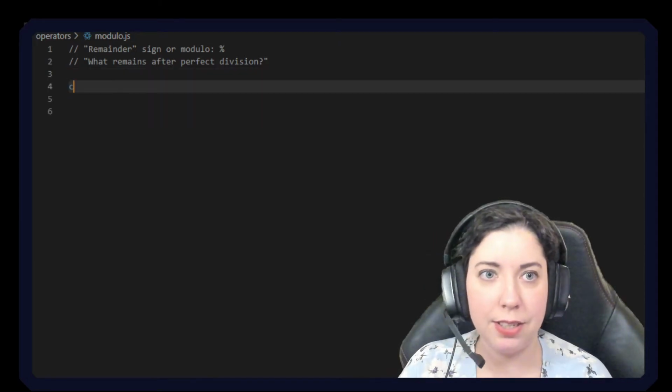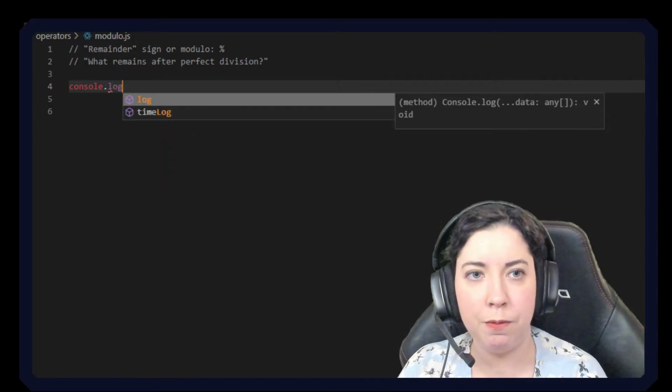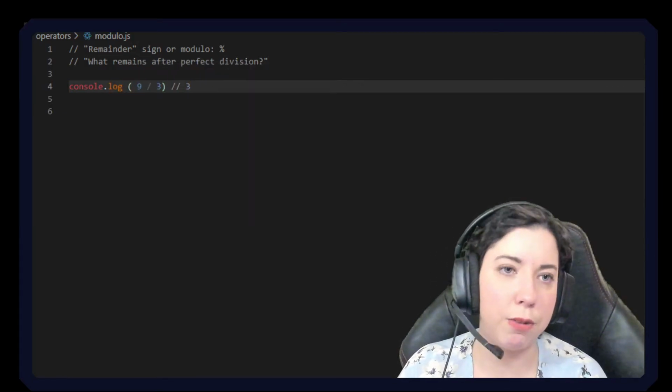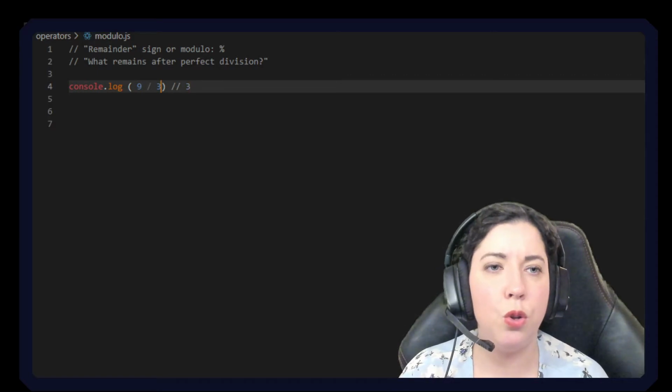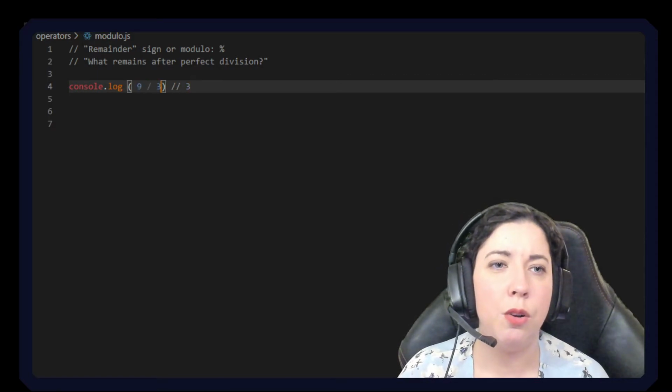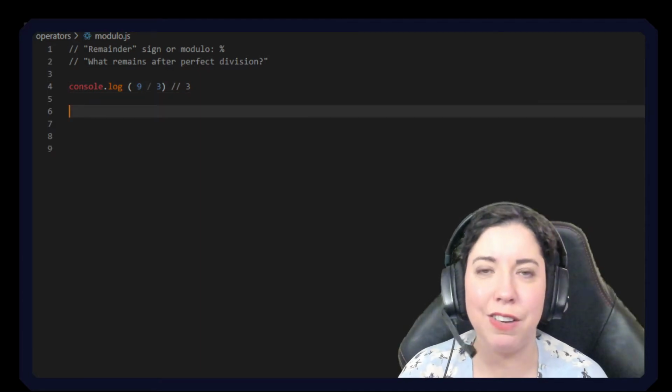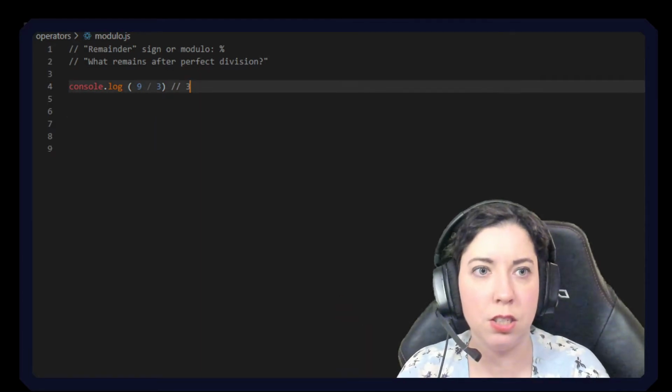In mathematics, if we have, for example, 9 divided by 3, we know this is going to log 3. So if we do this division, what remains? Nothing. 0, right? There's nothing left over. It's a perfect division, right?